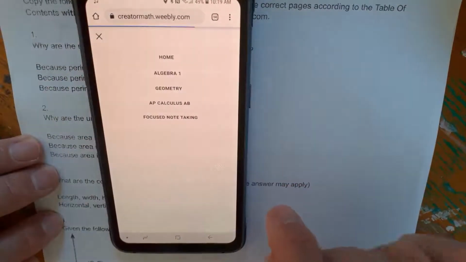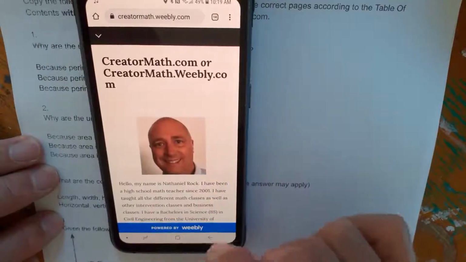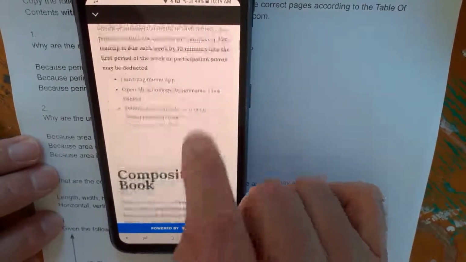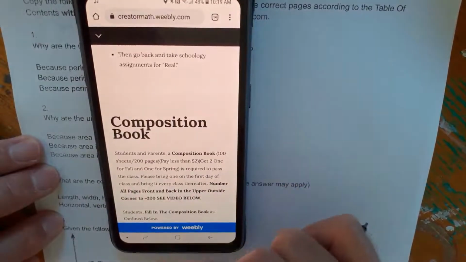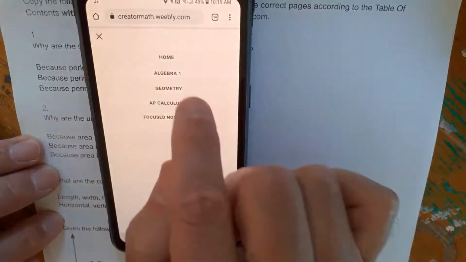Here's what the home page looks like. Remember that all of the composition book stuff is on this home page, right? Just go down to where you see the picture of the comp book or the words that say comp book and follow all the directions below that to fill in your comp book.